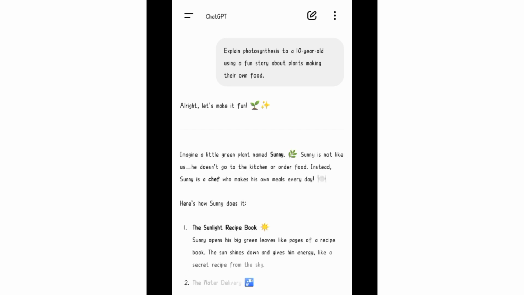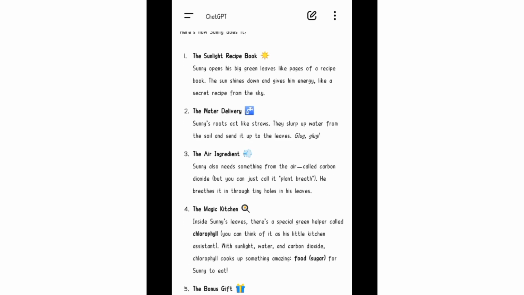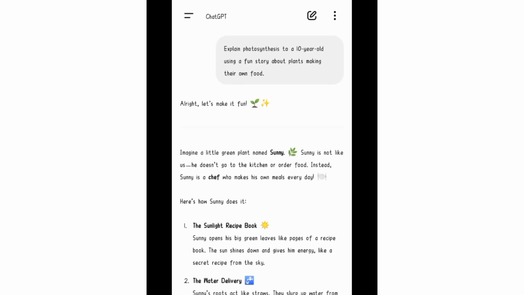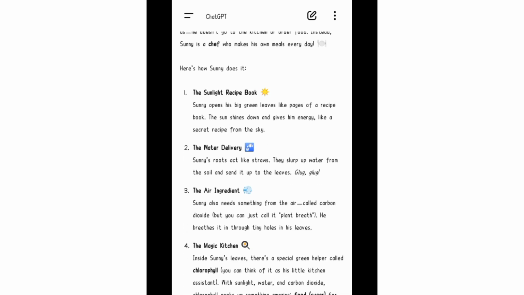So now this is very easy to understand. There's no formula, no difficult formula type things, and this is very easy to understand. Fun story. So this is why you should add more details to the prompt to help get better results.